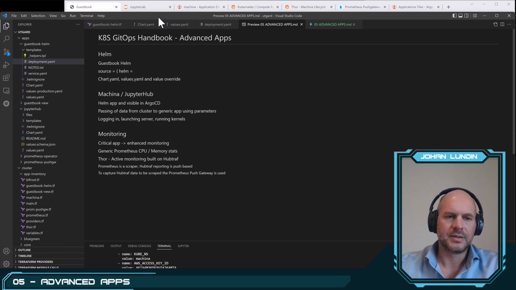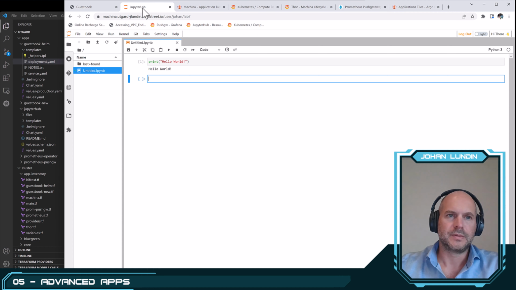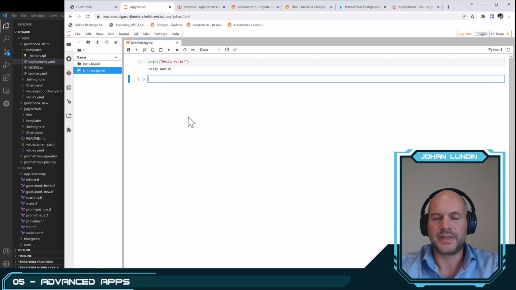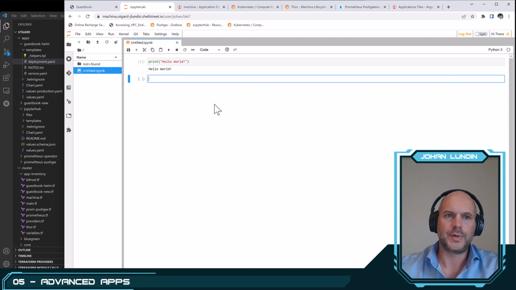If you look at an application that is a bit more of interest, then we can look at Machina, or Jupyter Hub, as it's also called. Jupyter Hub is an application where we do most of our data science, and it's based on Jupyter Notebook and comes in a few different flavors. The Jupyter Hub version spawns up new Jupyter Notebook servers on the fly as they are needed. And the user interface looks very much like Jupyter Notebook or the new Jupyter Lab if you're more used to that user interface.